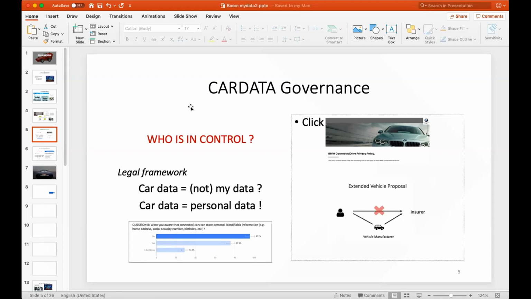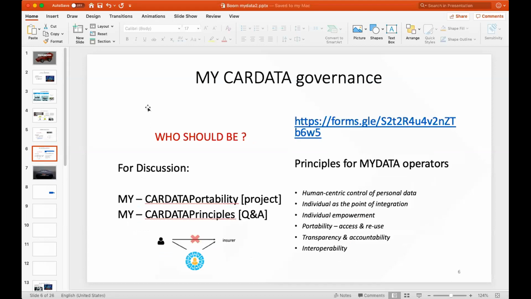So do you have control over this data? Well, you don't have, like I said, a property right in data, but car data is personal data. And we know that the GDPR does give us some rights over our data. So that is basically what I've been looking at and what I want to discuss here as well. So who should be in control over this data? There's discussion whether or not we should have a new right to data. But apart from that, I think there was definitely an opportunity for the MyData community to get involved here.